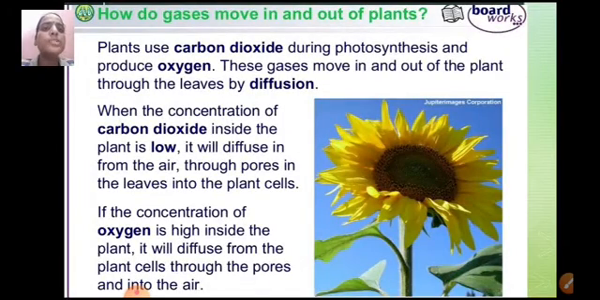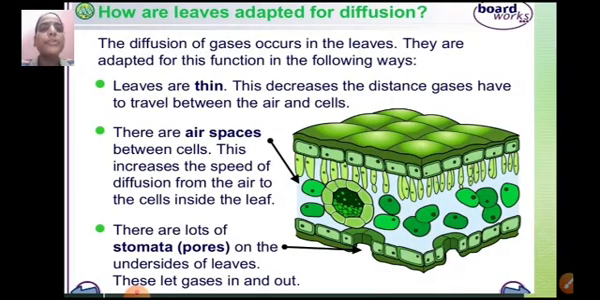Plants also use carbon dioxide during photosynthesis and produce oxygen. These gases move in and out of the plant through the leaves by the process of diffusion. When the concentration of carbon dioxide inside the plant is low, it will diffuse in from the air through the pores in the leaves into the plant cells. If the concentration of oxygen is high inside the plant, then it will diffuse from the plant cells through the pores and into the air. So the diffusion of gases occurs in the leaves and they are adapted for this function in the following ways.